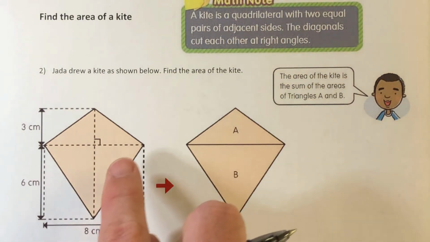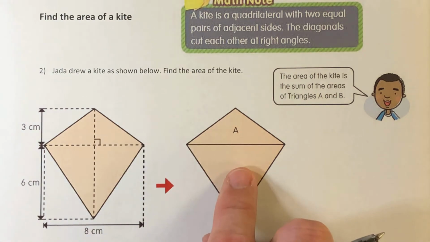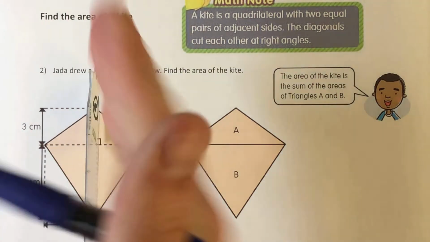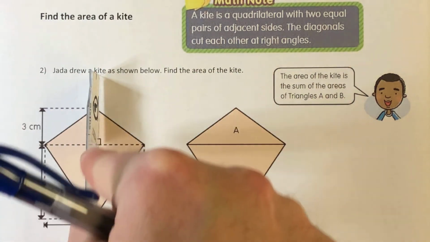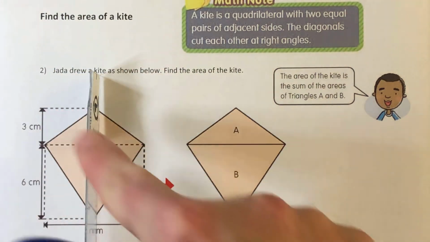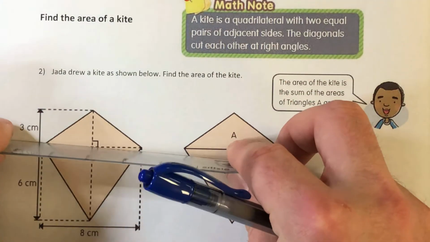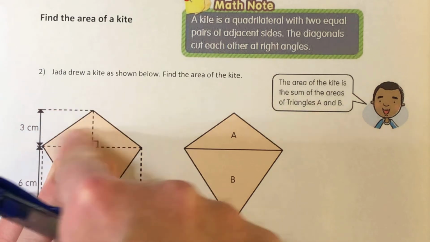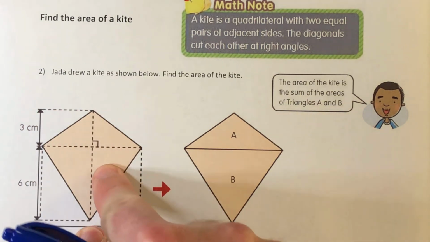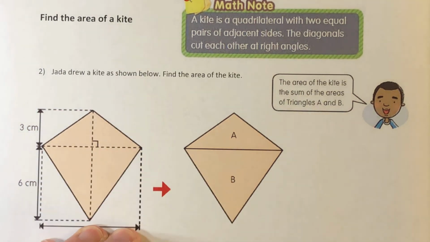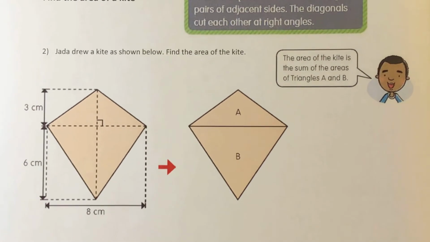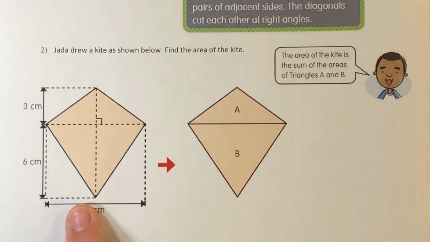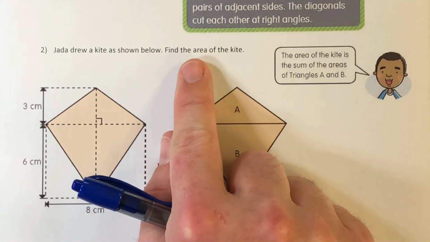So you can look at it as this diagonal right here has cut into this triangle, which will be equal to this triangle that's right next to it over here. You can also break it down. This triangle will be equal to this adjacent triangle. This triangle would be equal to this adjacent triangle. Okay, so our problem is Jada drew a kite as shown below. We simply need to find the area of the kite.